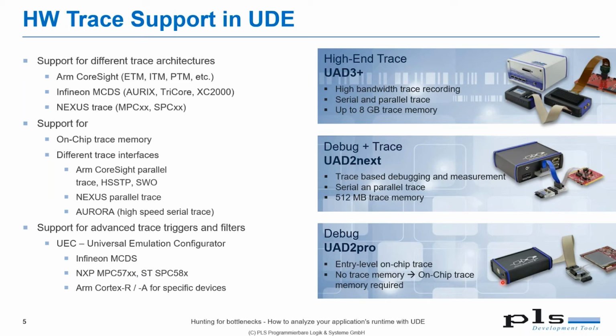For targets without an on-chip trace memory, you will need an external trace memory and a dedicated trace interface to get the trace data off chip. So the UAD2 Next and the UAD3 Plus are the devices of your choice. Both of those devices support dedicated trace interfaces, either using a plug-in module shown here on this little picture, or a trace pod shown here for the UAD3 Plus. The module and the trace pod is specific to the particular trace interface your target system provides. In the UAD3 Plus, we have up to 4, in the near future up to 8 GB trace memory available, and in the UAD2 Next, 512 MB trace memory is available.